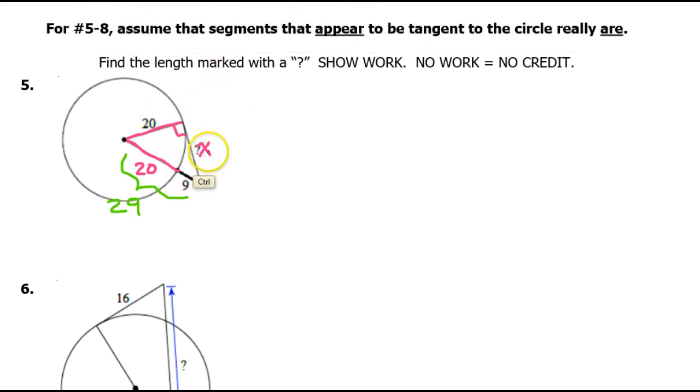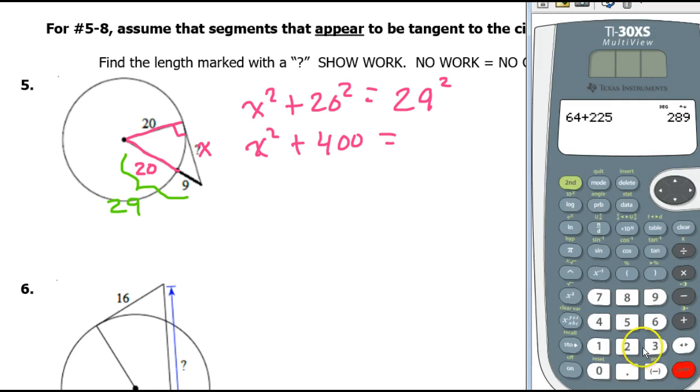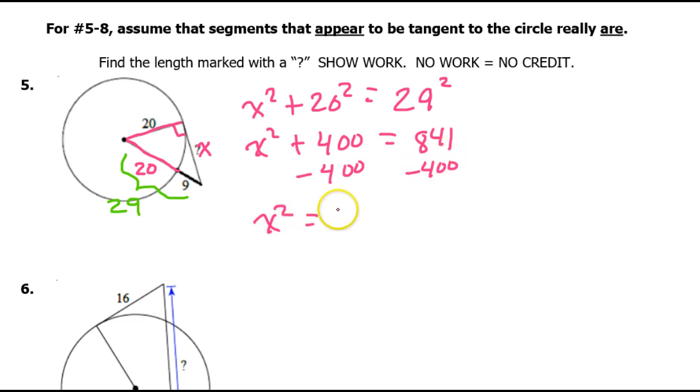So a squared plus b squared equals c squared. So I'm going to say x squared plus 20 squared is equal to 29 squared. All right, so that's going to be x squared plus 400 is equal to 841. Subtract that 400 from both sides. So that's going to be 441. And then you want to take the square root of both sides.